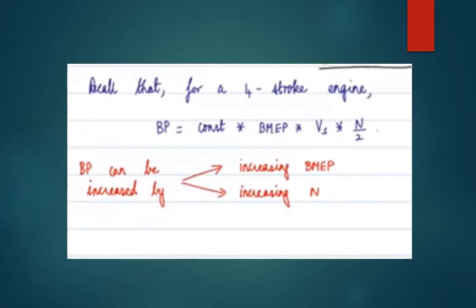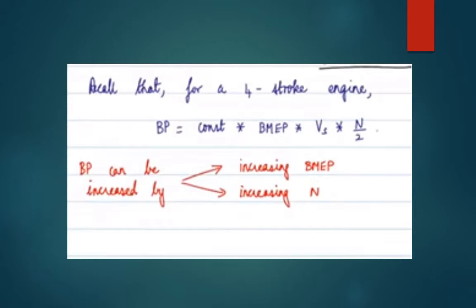We can immediately observe that we can increase the brake power through two choices: increasing the mean effective pressure or increasing the speed of the engine. So the alternative available is to increase the brake power output. That's one way.